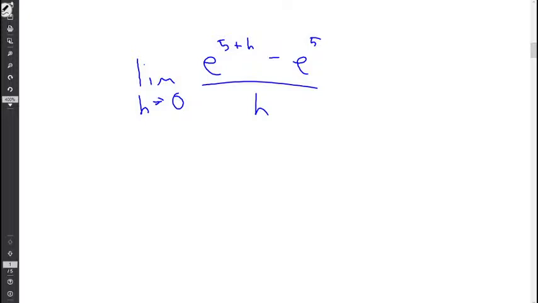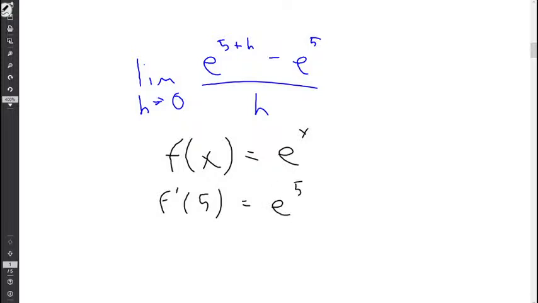Hopefully we have spotted that this is a limit definition of a derivative question. As soon as you see limit as h approaches 0, an alarm bell should go off in your head that this is a limit definition question. f of x is e to the x, and we're asking for f prime of 5. I know that because 5 is the number being put in where the x would go in this function. The derivative of e to the x is e to the x, so plug in 5. Done. There's your limit definition derivative question.